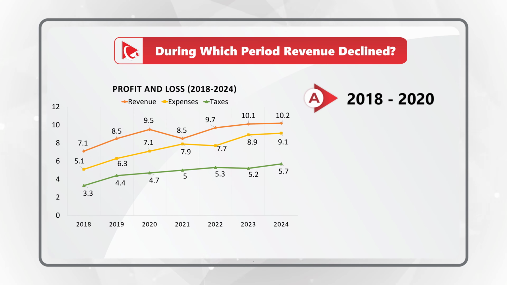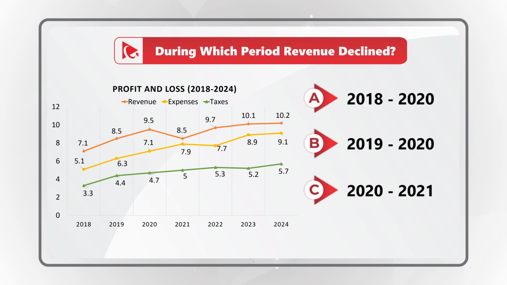Choice A, the period between 2018 and 2020. Choice B, the period between 2019 and 2020. Choice C, the period between 2020 and 2021.